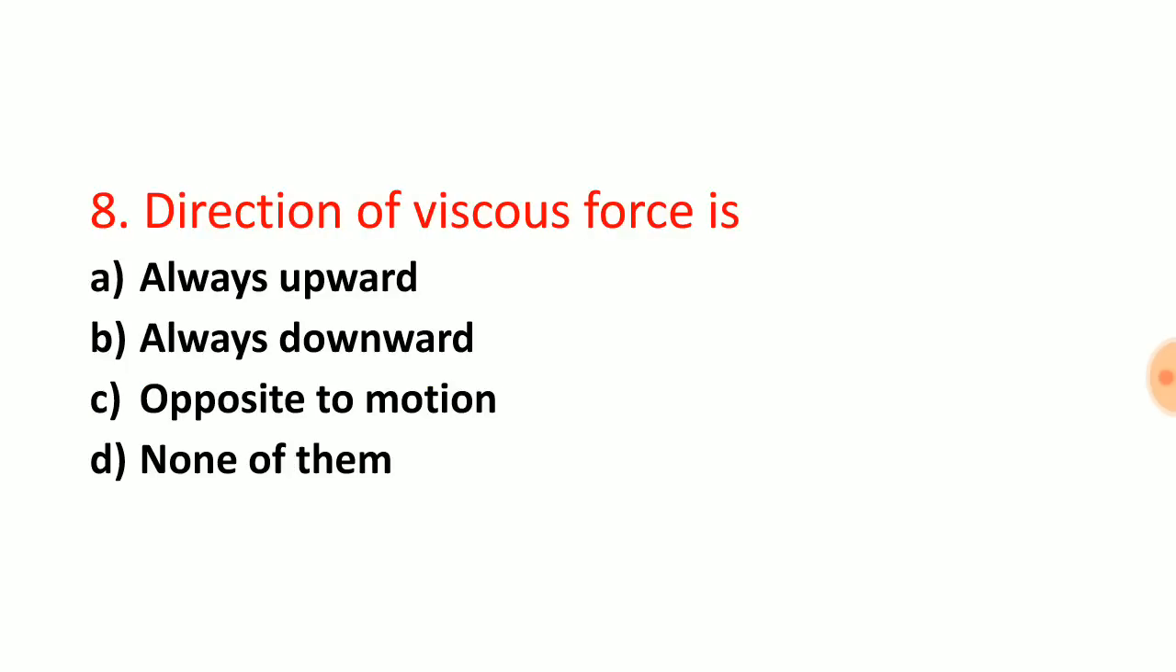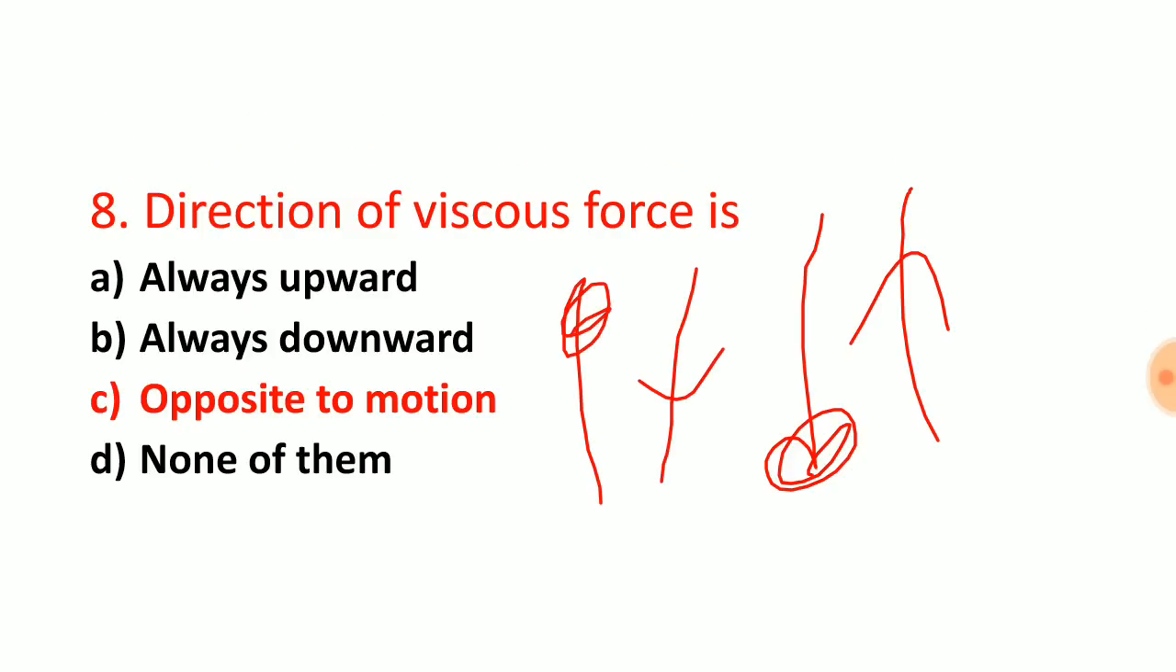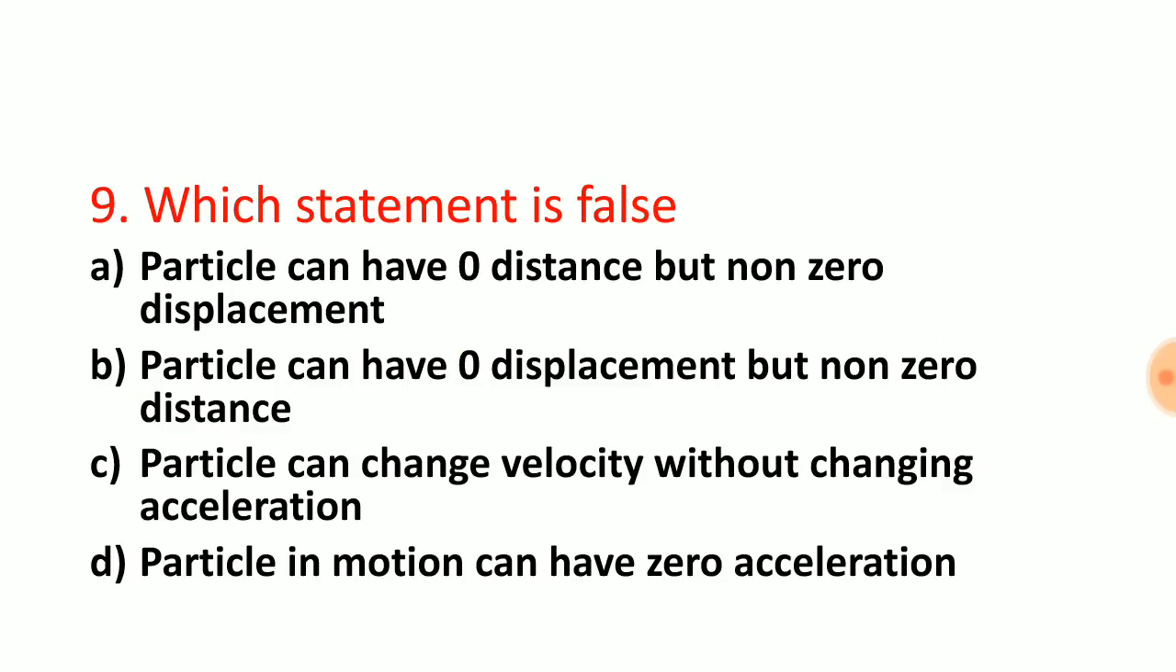The direction of viscous force is always opposite to motion. If an object is falling down, then viscous force acts up. If an object is moving up, then viscous force acts down. So the direction of viscous force is opposite to motion. Which statement is false?